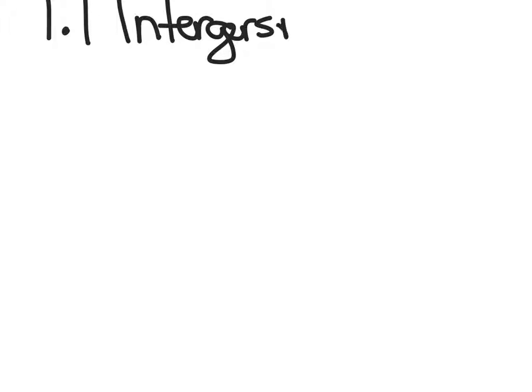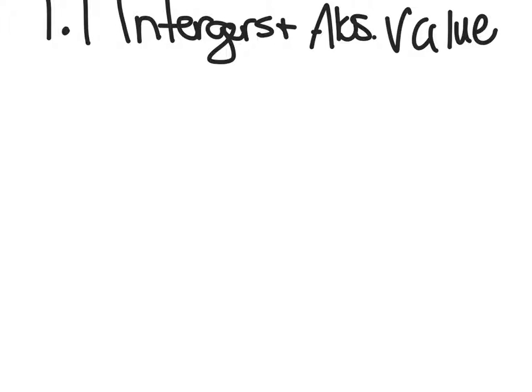All right, so now that we've talked about integers and absolute value, now we will be able to compare and order integers and absolute value. So this section again is going to be 1.1 integers and absolute value. Okay, so we're going to talk about comparing them.